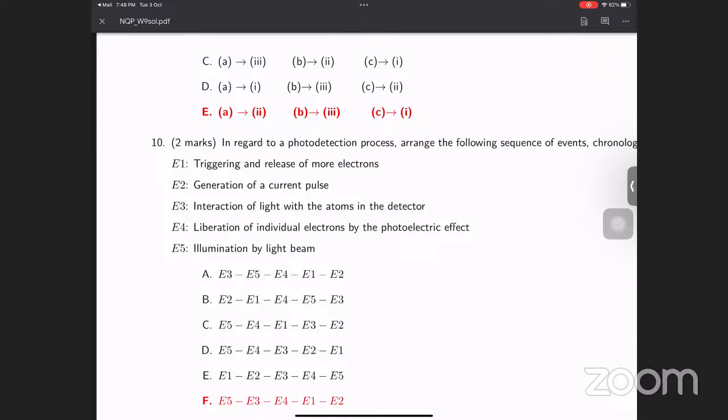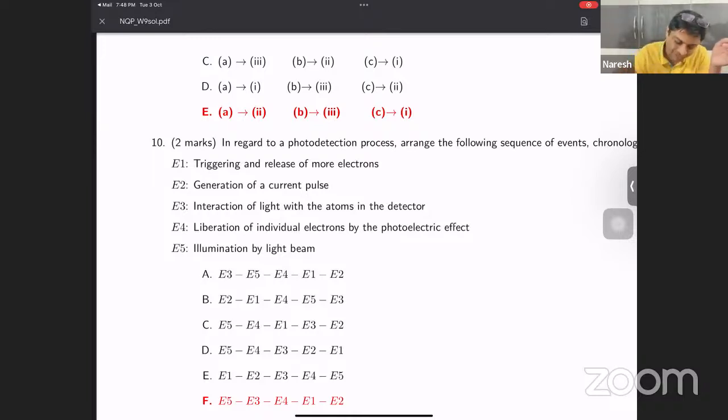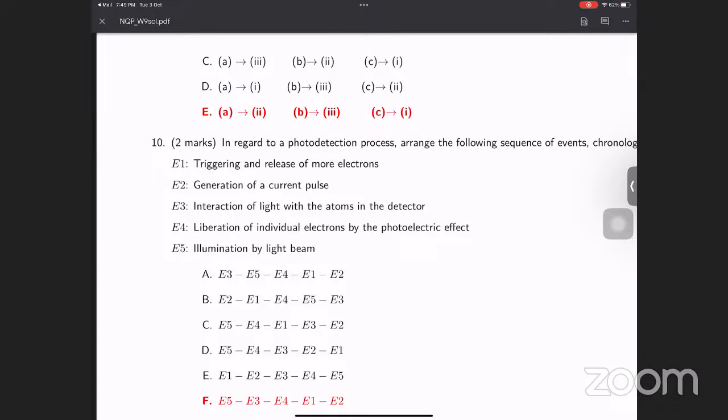You have various processes, because one single electron is a very tiny amount of current, below attoamps, very, very small. We cannot measure that; we'll have too much noise. That's why we are triggering and releasing more electrons by whatever process, be it a photomultiplier tube or avalanche photodiode. Finally, once we have more electrons, they flow in the external circuit and give a current pulse. That's why we put E2 as the last one.